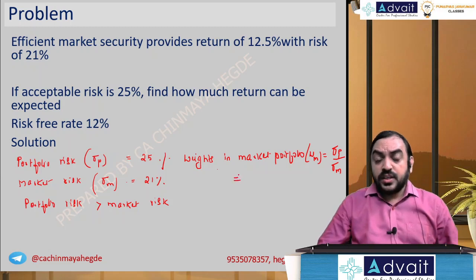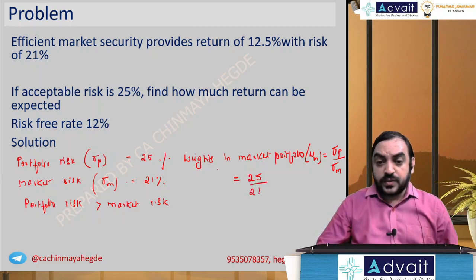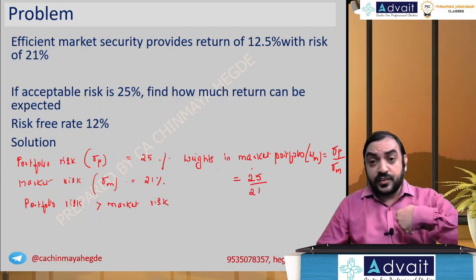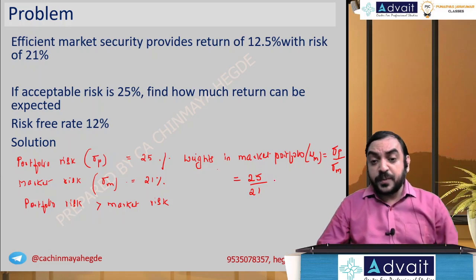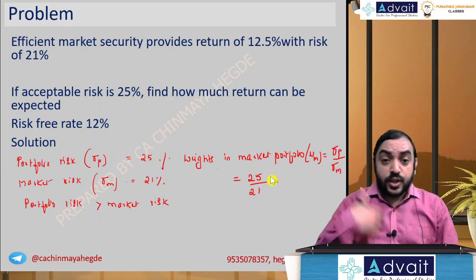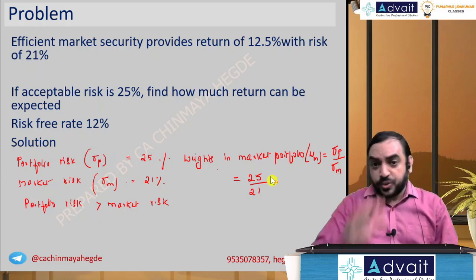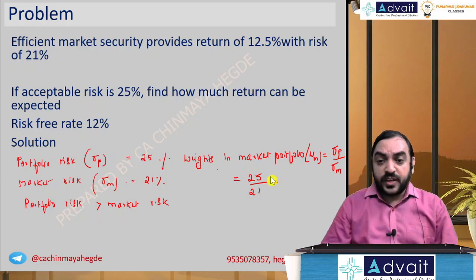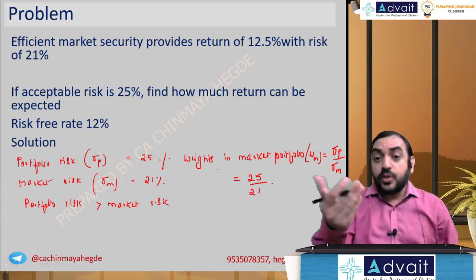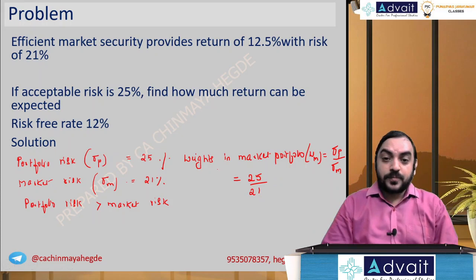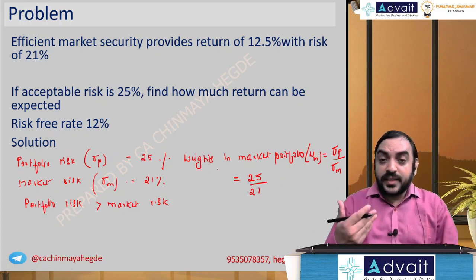So how much risk are you taking? It is 25% for 21%. So 21% is market risk, but you are taking 25%. Your risk is greater, so your investment should be higher, proportionately. So 25 by 21. Okay, let's keep it as 25 by 21. The weight is 25 by 21. More than 100%. Right? And what do you mean by that?